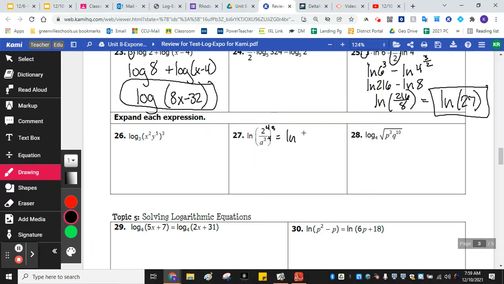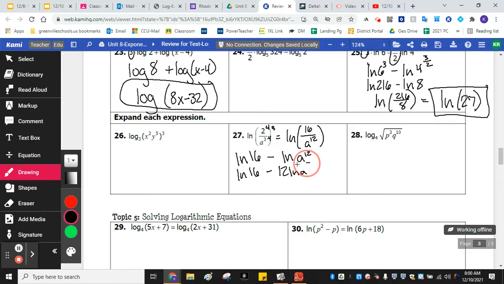So that'll be the natural log of 2 to the 4th, which is 2, 4, 8, 16, over a to the 12th. And then you're expanding it. So it's the natural log of 16. Since it's division, it's minus the natural log of a to the 12th. That's a 12. And if there's ever an exponent, it has to get multiplied to the front of whatever it's being raised to. So natural log of 16 minus 12 natural log of a.